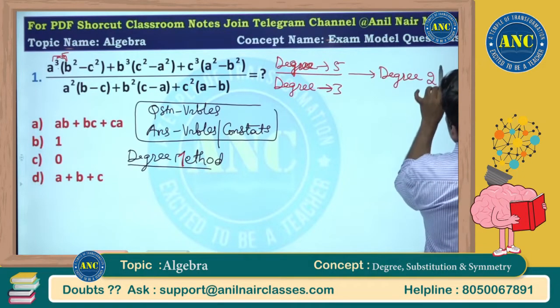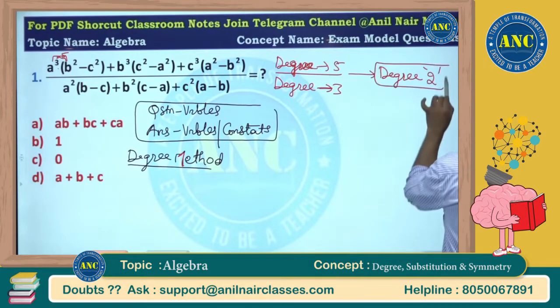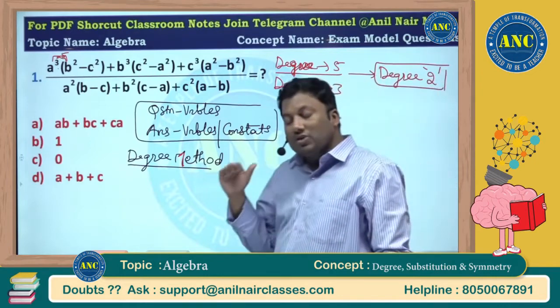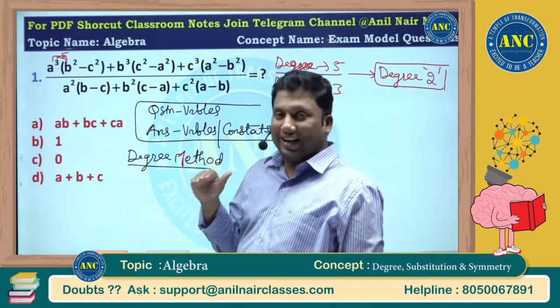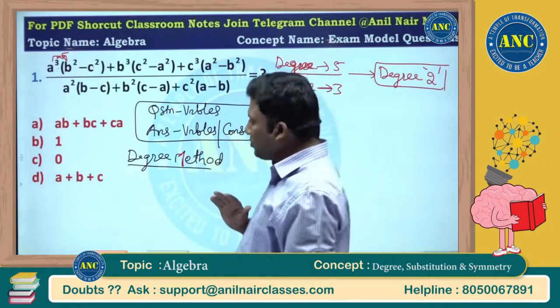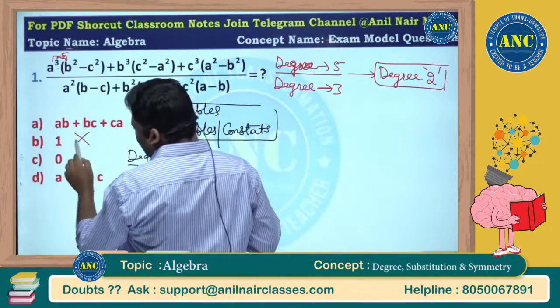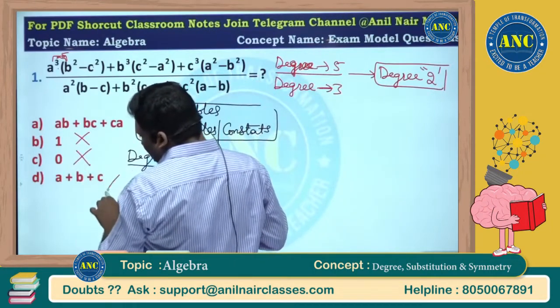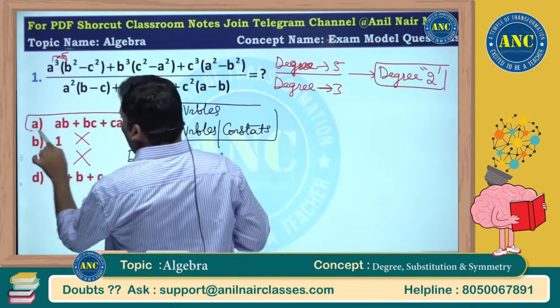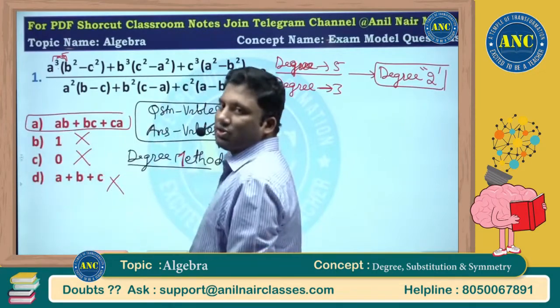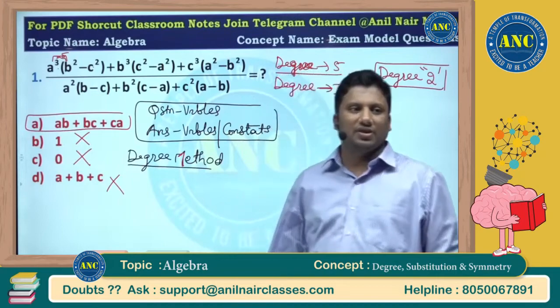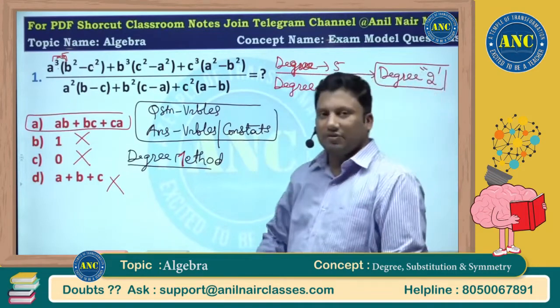Check if there is more than one answer option with degree 2. If there is more than one answer option with degree 2, then we will go to the substitution method. Here it is degree 0, degree 1. So only one answer option has degree 2, therefore option A, the first option.